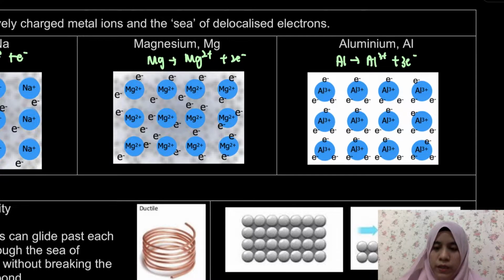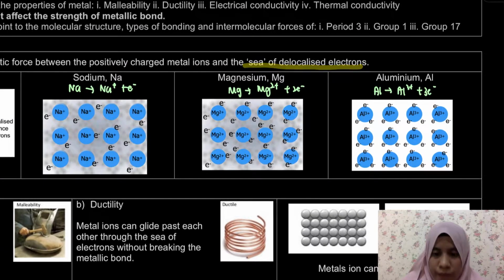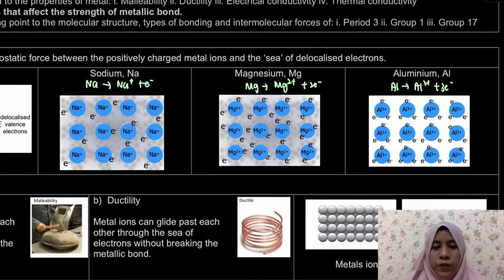So make sure the number of electron tu, dia mesti sama sebab Al3 plus donated 3 electrons. So each of the atom mesti ada electron. So the electron is moving around, so it's mobile. It can move lah. Sebab tu dia panggil the sea of delocalized electrons, sebab banyaknya electron tu.